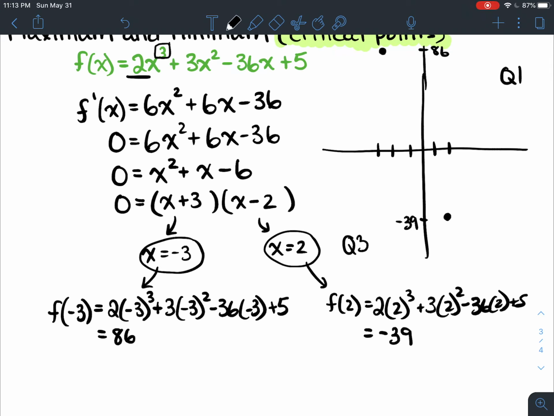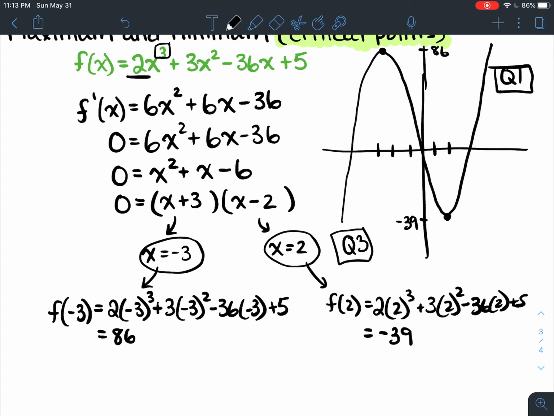Now, since I know my graph is starting in quadrant 3 and ending in quadrant 1, I know for sure my graph has to be going like this, like for sure. So I can tell right away that this guy is a local max and this guy is a min, just because I know my end conditions. And I don't see another way that that could be true.